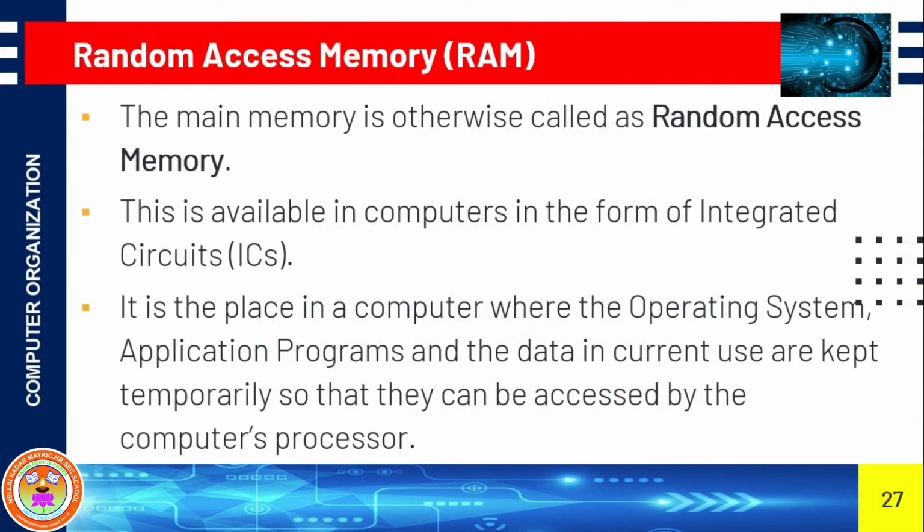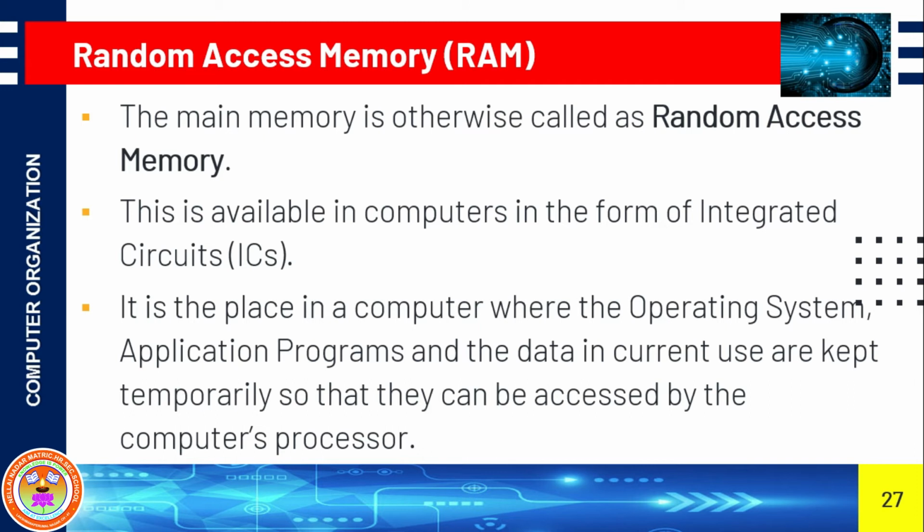So first one, random access memory. What is the meaning of that? The main memory is otherwise called random access memory. So what is another name of random access memory? That is primary memory or main memory. This is available in computers in the form of integrated circuits. So where will it be available?